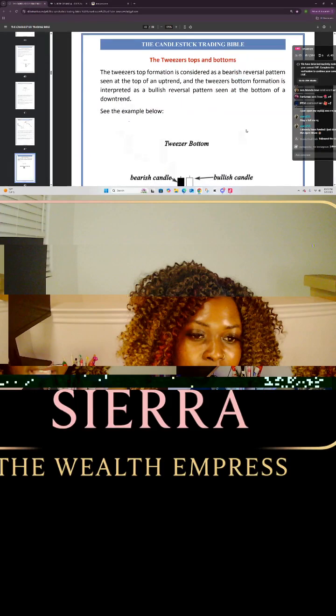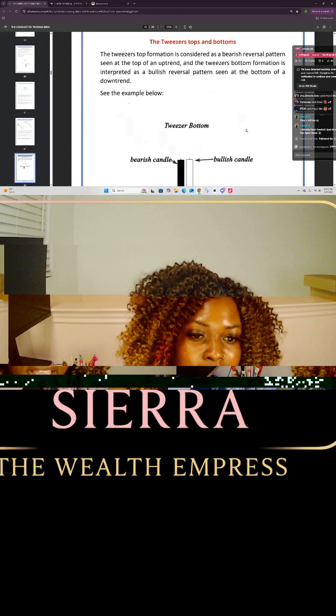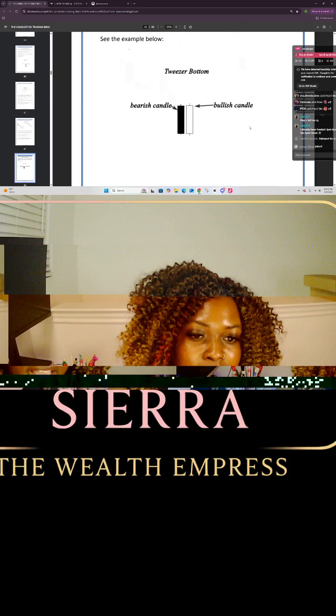All right, so the tweezer tops and bottoms. The tweezer top formation is considered as a bearish reversal pattern seen at the top of an uptrend. The tweezers bottoms formation is interpreted as a bullish reversal pattern seen at the bottom of a downtrend. All right, see below. Tweezer bottom. So I hear some people call this a double body candle, right? Because they're both full body, but there is a tweezer bottom.